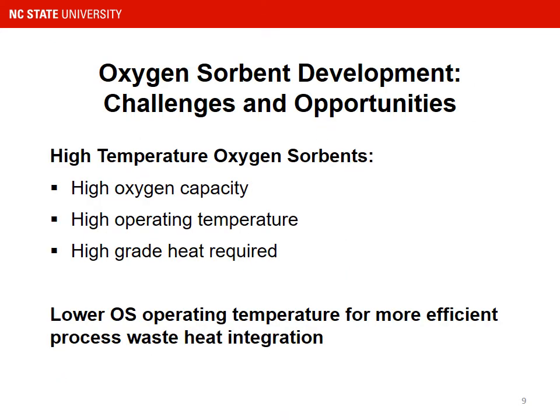Generally speaking, transition metal oxides such as copper iron oxide have high oxygen capacity. However, the operating temperature is high as well, generally above 800 degrees Celsius, because below that, the kinetics is really slow for practical application. That's why high-grade heat will be required in order to use transition metal oxide as an oxygen sorbent. In order to minimize energy consumption, it's important to design an oxygen sorbent which can be used at low temperature so that process waste heat can be integrated to supply the energy.